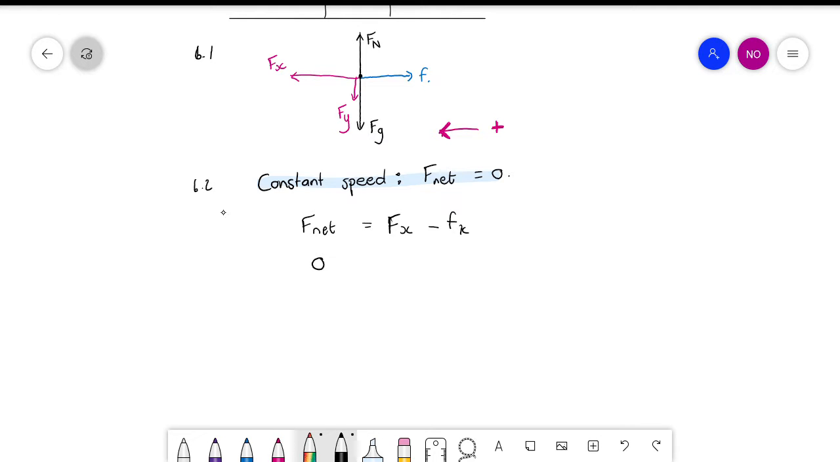Met ander woorde, as daai 'n 0 is, then I can say that means that those two are equal to one another. Mathematically, they are equal to one another. Do you agree? So, omdat F net gelyk is aan 0, beteken dit presies wat ons nog heeltyd sê. Dit beteken daai twee kragte is in equilibrium met mekaar. They cancel out one another. You have to make the mind shift. Even though this box is moving, the net force is 0. Because the acceleration is 0.